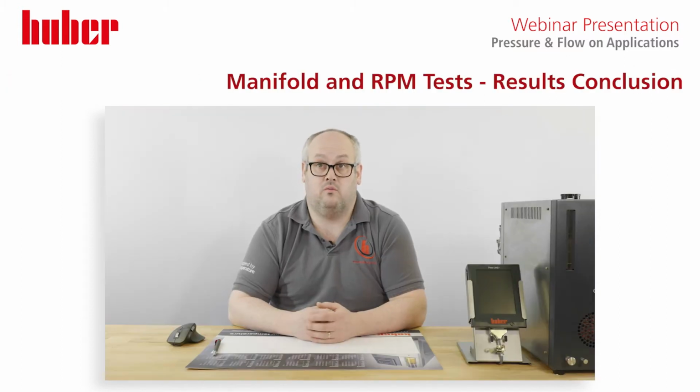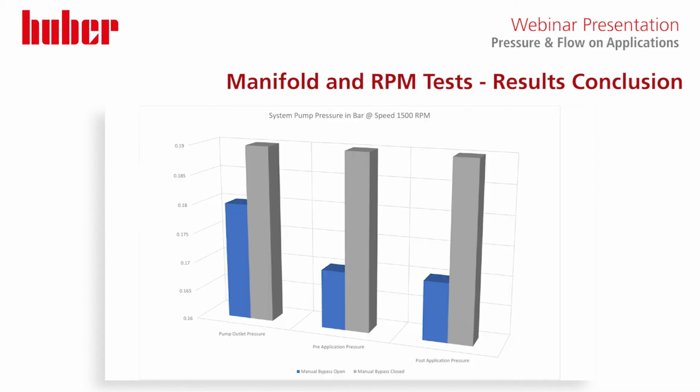In the first graph here, we're looking at a pump speed of 1,500 RPM. If we look at the graph, we've got two columns for each section. We've got a blue column, which is our bypass open, which will, in theory, relieve a bit of the flow pressure on the application. And we've got our grey column, which is our bypass closed. At such a low pump speed, when we have our bypass closed, the pressure reading at our unit outlet, application inlet and application outlet is all roughly the same, about 0.19 of a bar.